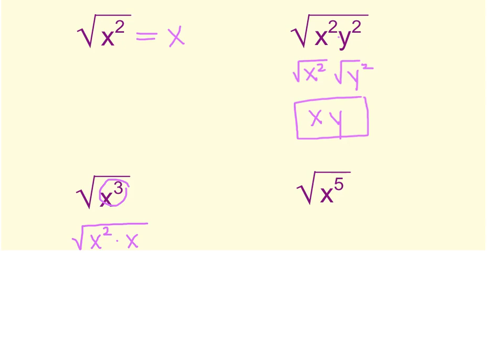If I break it down even further, I can say square root of x squared times square root of x, and then the square root of x squared is an x, so that just became an x. And then the square root of x, in order for us to square root a variable, you have to have at least two of them in there. Because that's x to the first power, it's just going to stay as the square root of x.